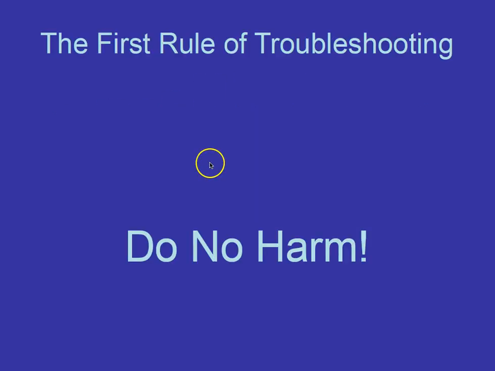Moving forward, the first rule of troubleshooting is: do not harm yourself. That's the super important rule in troubleshooting. You should make sure that your safety is most important, and you troubleshoot the circuit in such a way that you do not harm yourself. So that's the first rule to keep in mind.